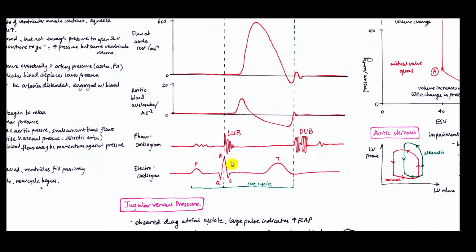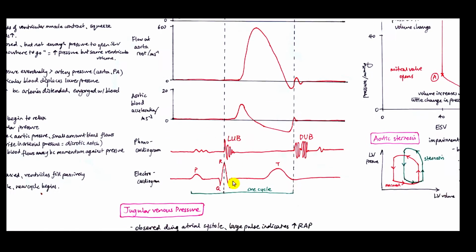And there's no flow through the aorta during isovolumetric contraction because all the volume is in the ventricles. And this lub here is the closing of the mitral valve in the phonocardiogram, and the electrocardiogram shows the QRS complex, which represents the depolarization of the ventricles, which causes the spiral bands of muscle to contract.